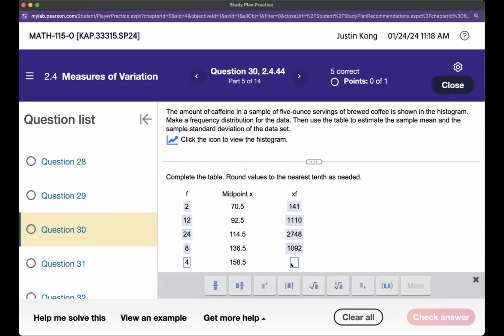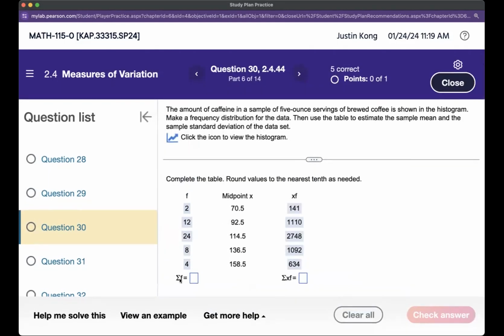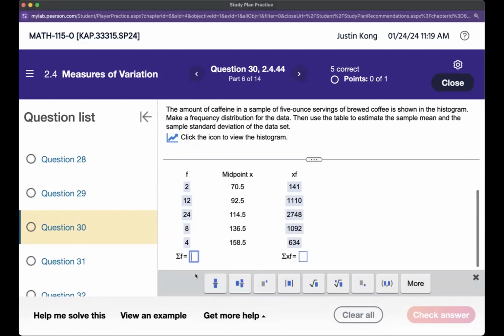And that's a 634. Okay, so now we see the sum of, do you remember this capital sigma means to add it up. So this is going to tell us the total frequency, or in other words, our sample size. So we're going to add 2 plus 12 plus 24 plus 8 plus 4, and that's going to give us 50. There's 50 values in our sample.